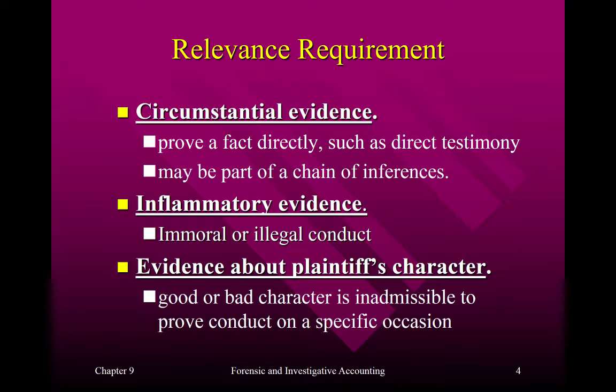So here we have circumstantial evidence. This is going to prove the fact directly. This is your testimony, and it doesn't necessarily have to be that direct link. You can have it as part of several inferences to prove the point. Inflammatory evidence is where the value that it would provide has to greatly outweigh the fact that this could be not legal, and so now you're going to kind of bias a person into something.